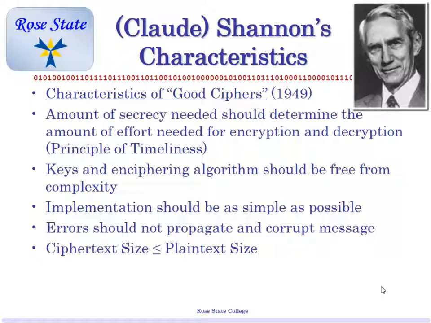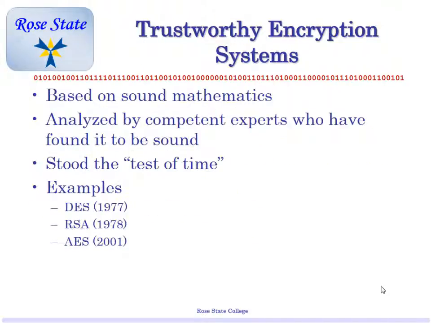Trustworthy encryption systems that are based on sound math. People have looked at them and understood them. It says analyzed by competent experts who have found it to be secure. Stood the test of time. So, think about it, the Vigenere Cipher lasted 300 years. That's longer than AES has lasted, because it hasn't been 300 years yet. But you think in 300 years AES will still be out there? DES didn't last that long.